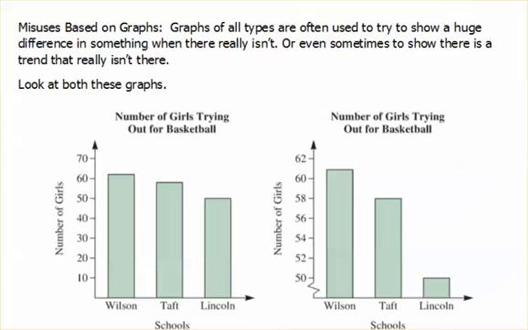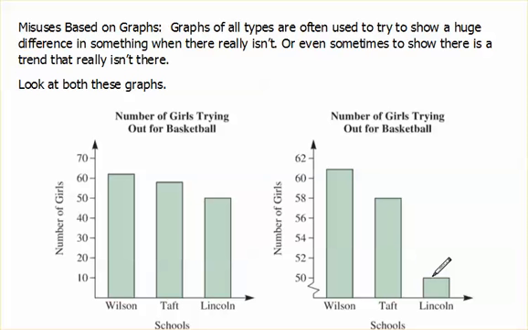Now, I also wanted to show you some ways that you can misuse information, and misconceive or deceive people based on graphs. Look at these two different graphs here. These convey the exact same information. But do you notice how this graph was done intentionally to make it look like Lincoln School had way less number of girls trying out for basketball than the other two schools? Now, if you look at the actual numbers, it looks like Wilson is about 61, Taft is about 58, and Lincoln is about 50.